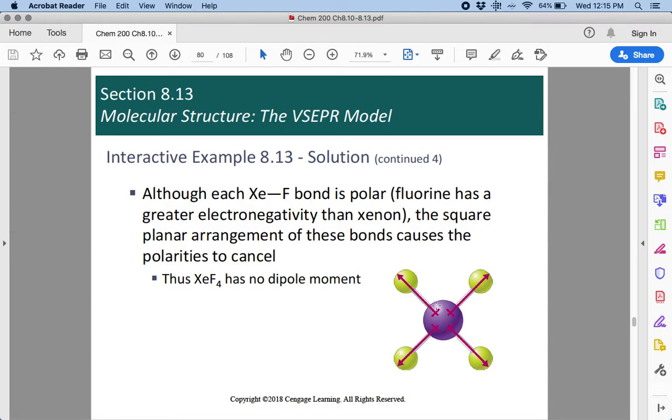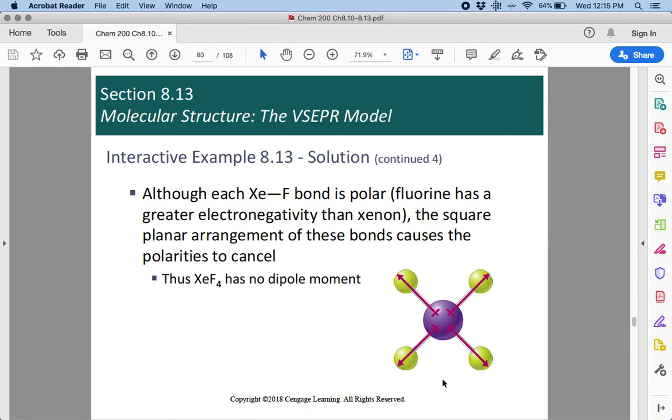So let's go back to our analogy we had earlier for dipole moments and polarity of polar bonds and polar molecules, where we talked about this idea of tug of war. So in this case, we have 4 fluorines. So that's like 4 football players. They're all the same size and the same strength. And they're all pulling in equal but opposite directions.